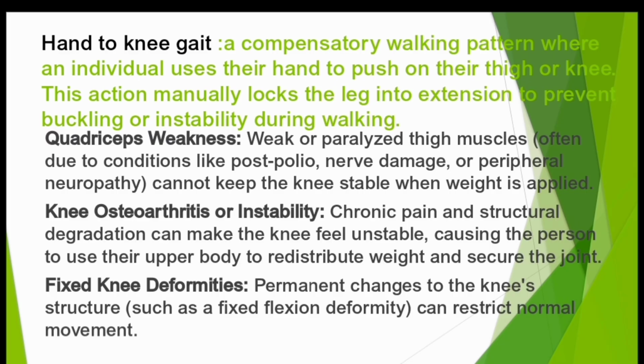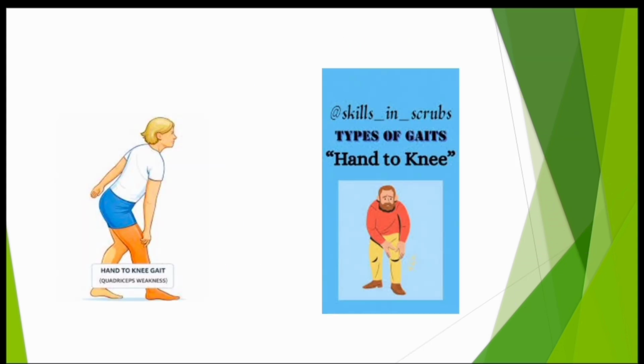So causes, again, quadriceps weakness can lead to hand to knee gait. Then knee osteoarthritis or instability, or fixed knee deformities, like permanent changes to the knee structure, such as fixed flexion deformity, can restrict normal movement. So they can lead to hand to knee gait. So you can see in the picture the person walks by placing his hand on the knee while walking.